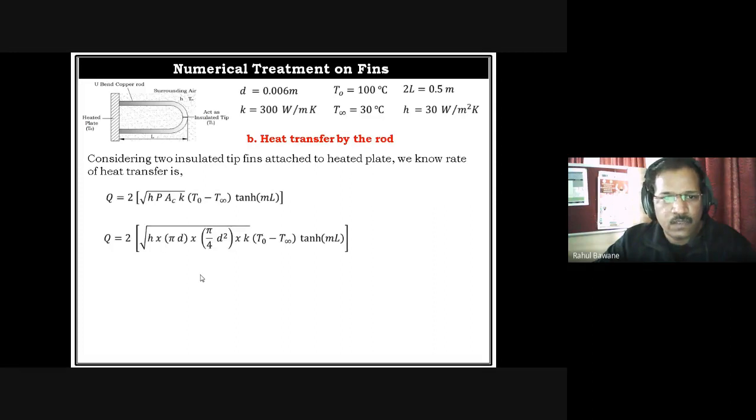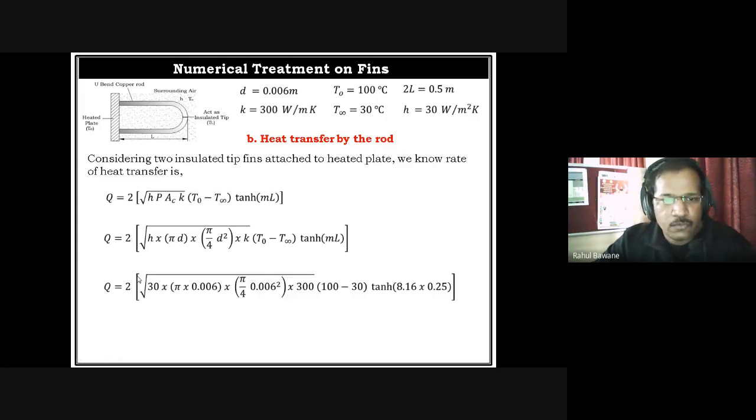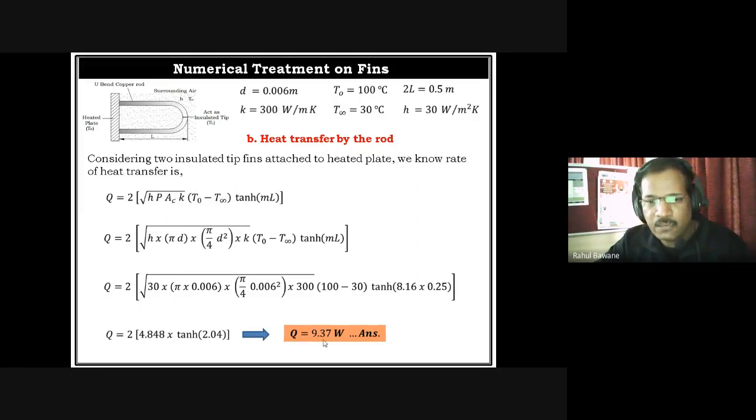Now we know everything: pi d, pi by 4 d squared, the k value, T_0, T infinity, tanh, m and L value. So put in all the numbers. There is only one unknown, that is the heat transfer rate. After calculation we reach the conclusion that the heat transfer rate will be 9.37 watt. So this is our answer for this U bend rod. Okay, this is also one of the important numericals repeatedly asked in the SPQA exam.